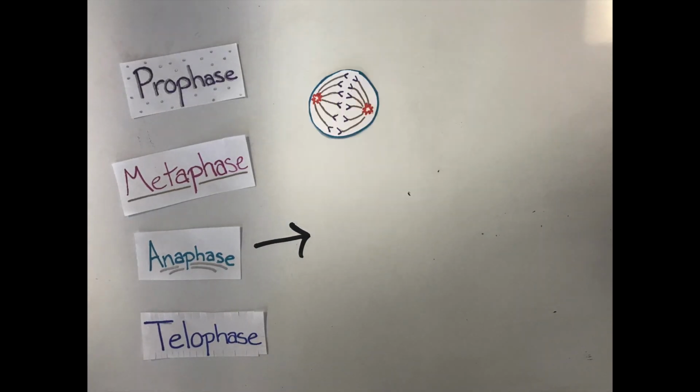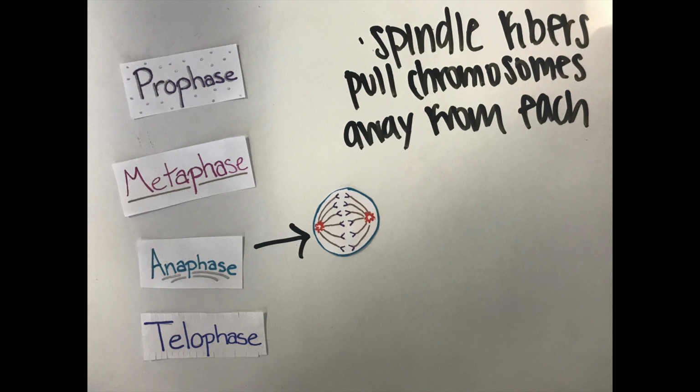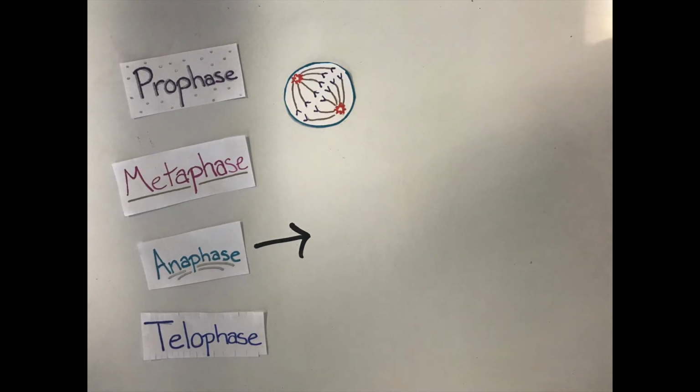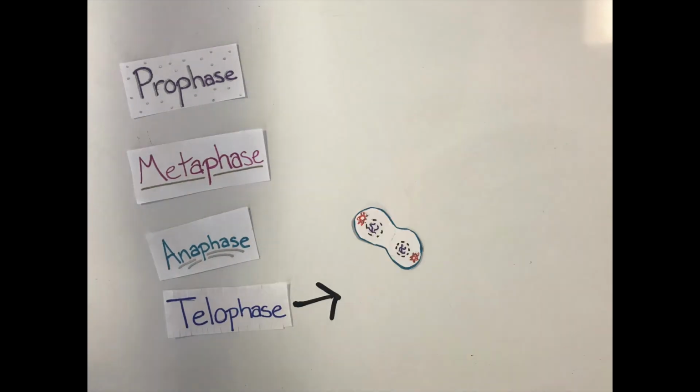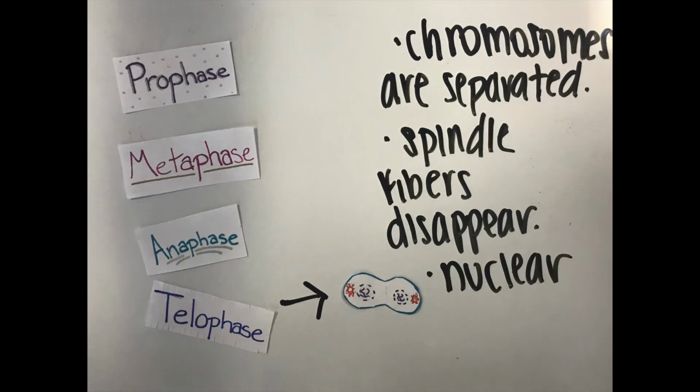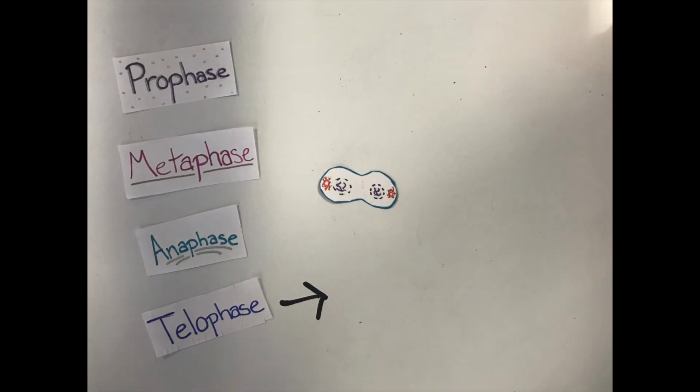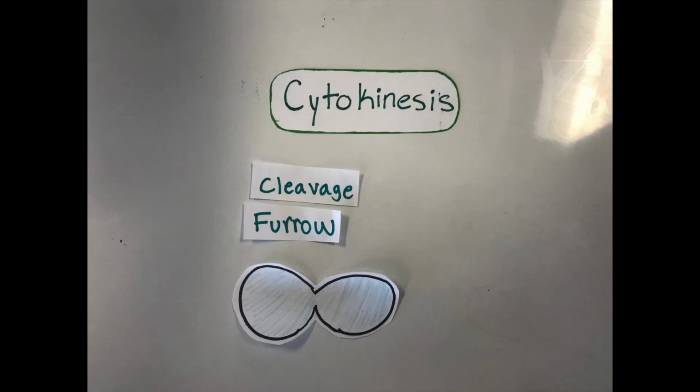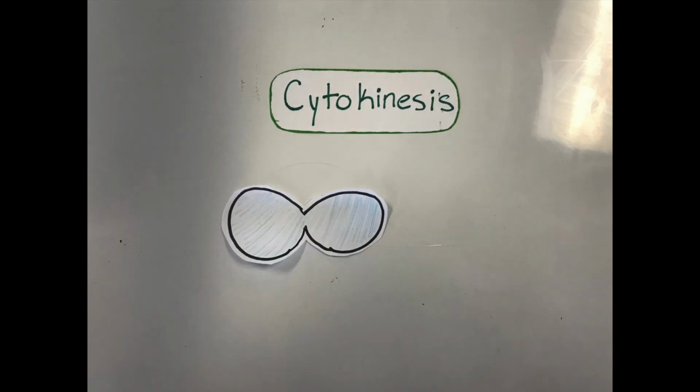The third stage is anaphase, where chromosomes are pulled apart from each other by spindle fibers, and there is still no nucleus. The last stage in mitosis is telophase. This is where chromosomes are separated, the spindle fibers disappear, and the nuclear membrane is back. The last stage in the whole cell cycle is cytokinesis. This is the division of the cytoplasm inside the cell to make 2 daughter cells.